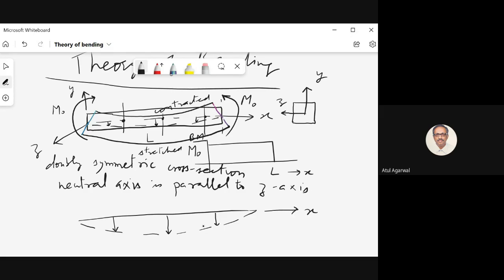This is my x direction, this is my y direction, my z direction. So I have taken my coordinate system at the centroidal surface. The origin is at the centroidal surface. And I am showing the deflection of the centroidal surface by these two lines. One is a straight line, another is a curved line.